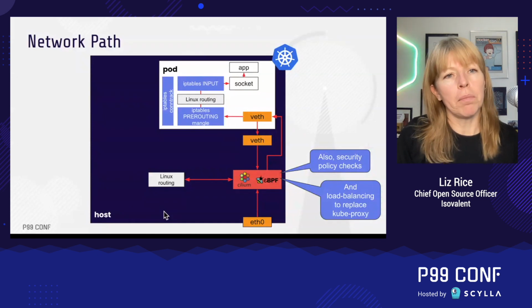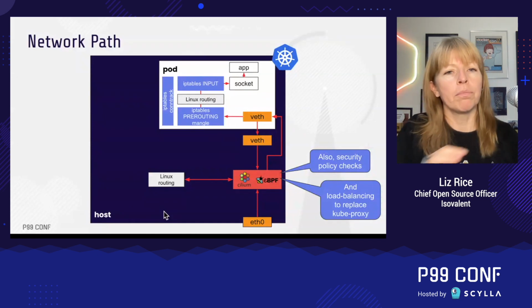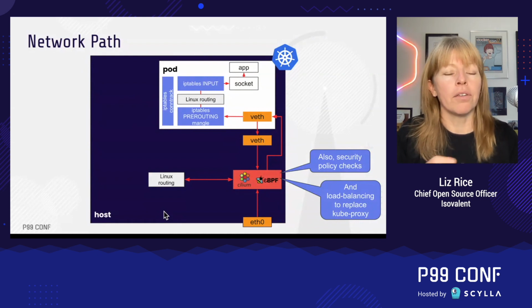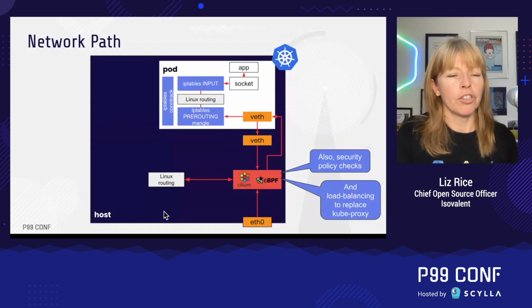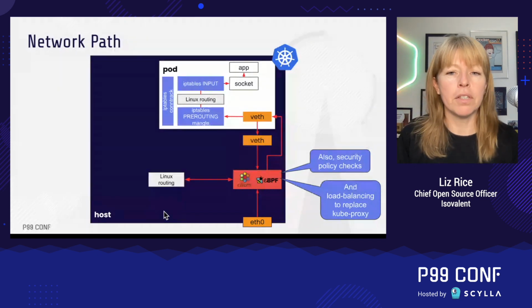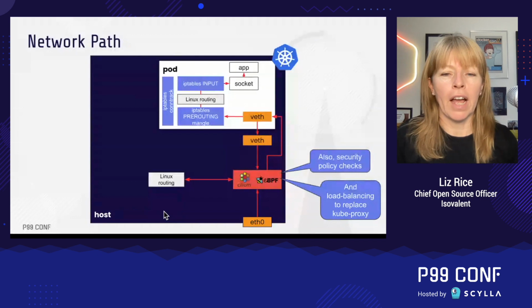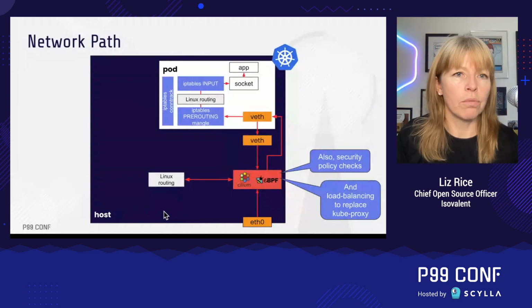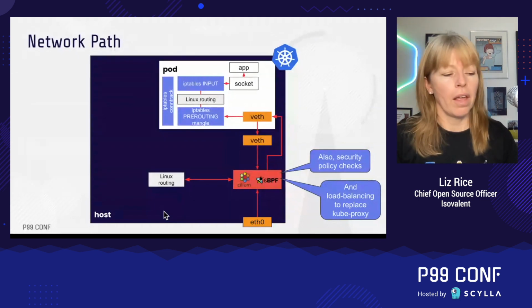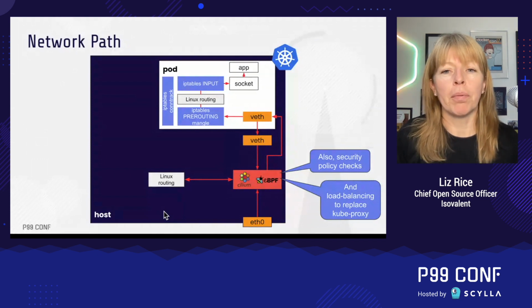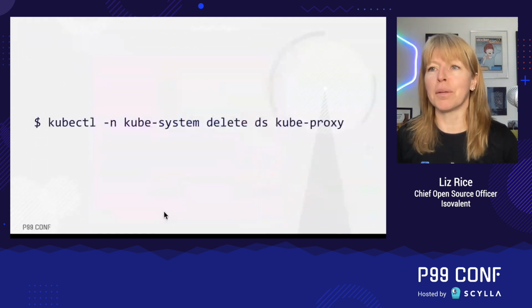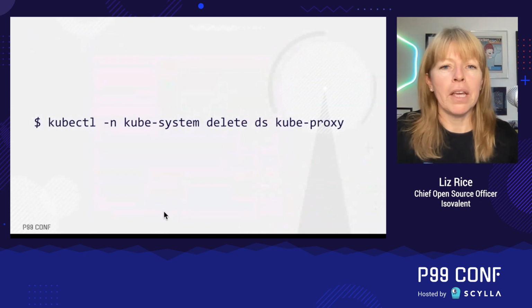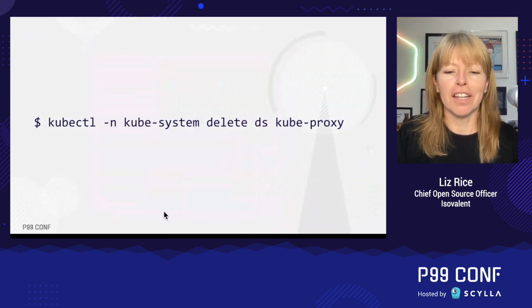And we can use eBPF to provide that load balancing. So instead of using IP tables rules to load balance traffic across all the pods that make up a service, we can implement that in eBPF. And that's one of the things that we do in Cilium. We can use that to replace the kubeproxy component entirely. So essentially, you can delete your kubeproxy deployment. Let me show you a demo to prove that that's possible.